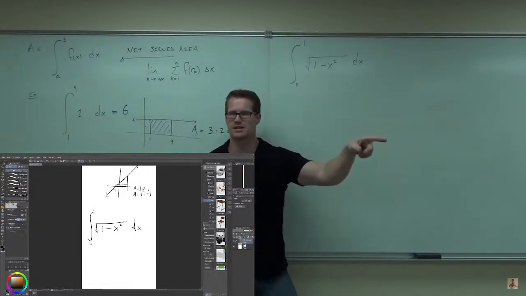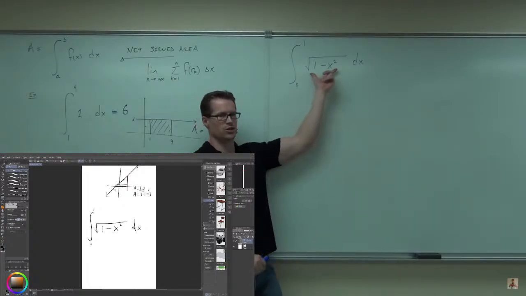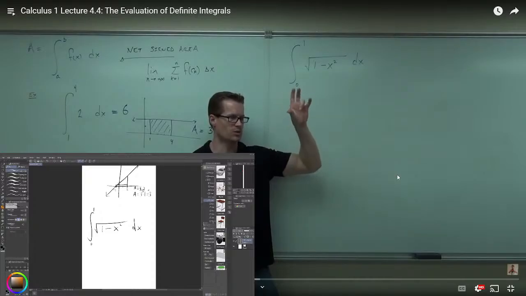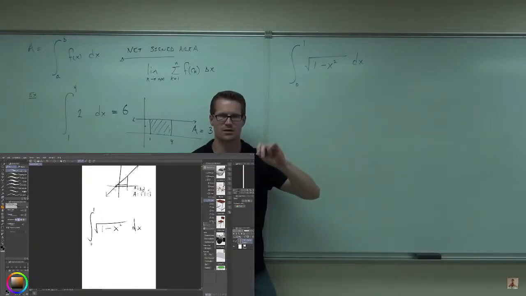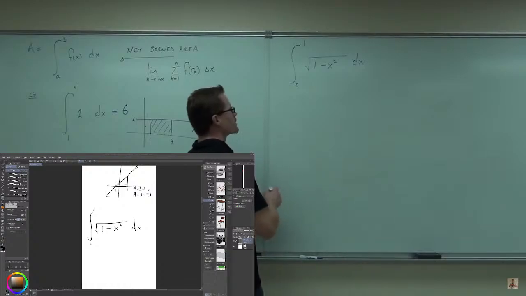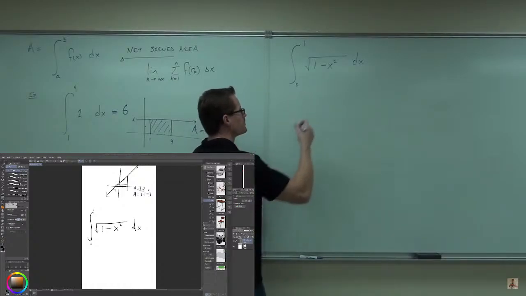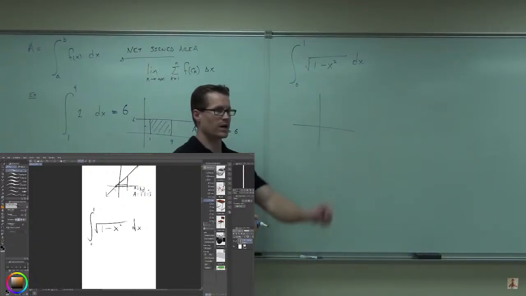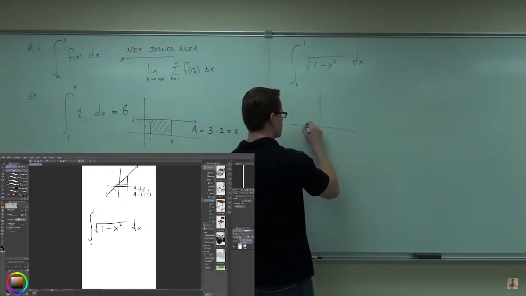Now, I think Michael might have said it, but what is this function? Oh, it's not quite a circle. It's a half circle. Is it the top or the bottom? Negative would be the bottom. Ergo, this would be the top of the circle. A circle is plus and minus the square root of radius squared minus x squared. So this is the top half of the circle. A radius of 1. Very good.